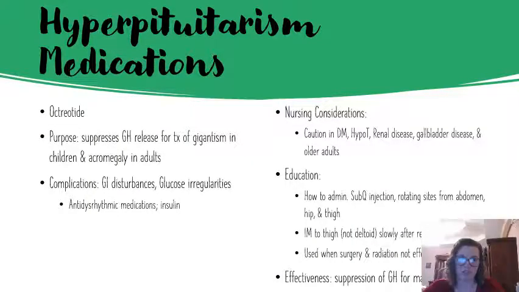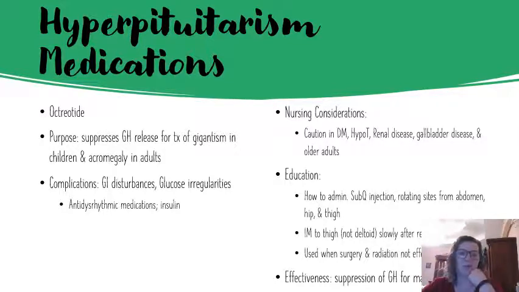Hyperpituitarism medications. The one I want you to focus on is octreotide. I wanted to say ostrich for some reason. I'm sorry. Anyway, the purpose is to suppress the growth hormone release in treatment for gigantism in children and acromegaly in adults. So this is the big people that have too much growth hormone. That's why we're suppressing the growth hormone.